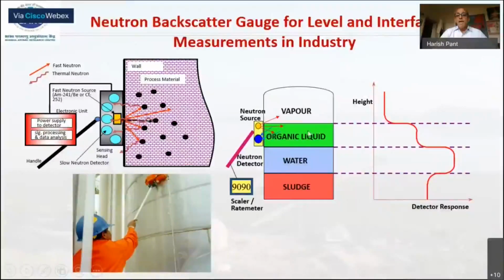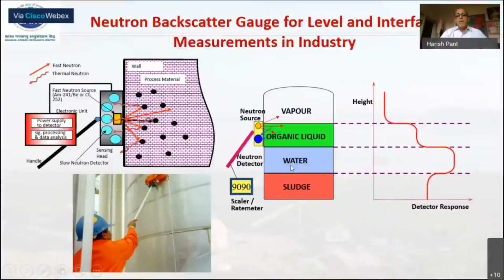Then there is the organic material, and organic material contains a lot of hydrogen. The mass of the neutron and the mass of the hydrogen atom are almost the same. So the backscattering will be more, and you can see the intensity of the backscattered radiation will increase here. This is the intensity of that.